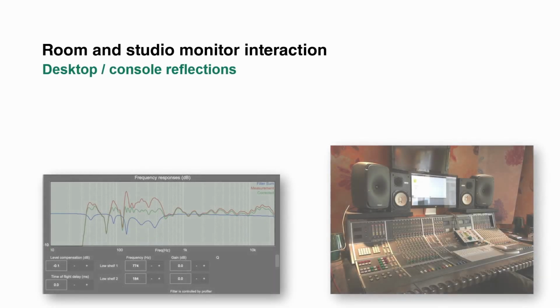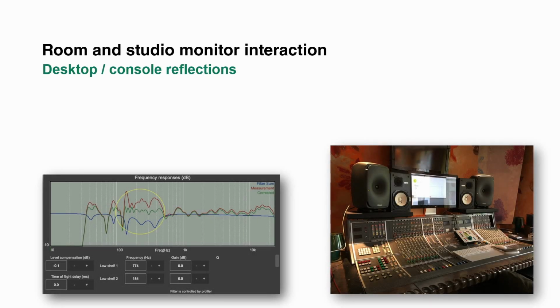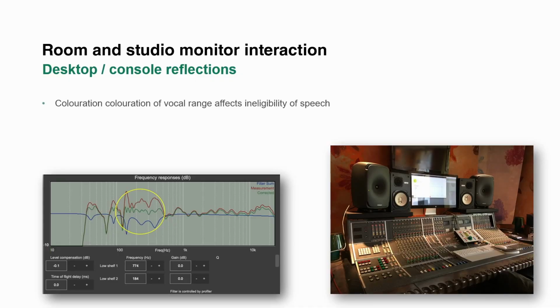Another issue that we see all the time with many systems is desktop or console reflections. So it's generally a coloration of the vocal range, which affects intelligibility of speech.